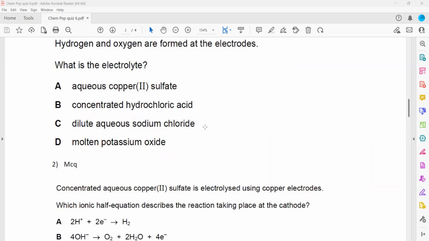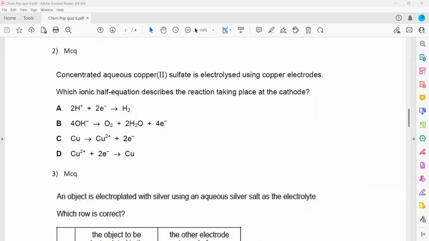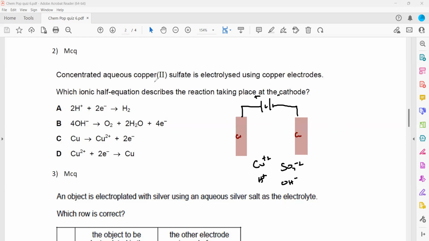In question 2, concentrated copper sulfate is electrolyzed using a copper electrode. So this means the anode and cathode are made of copper, connected to a battery, positive and negative, and aqueous copper 2 sulfate is there, concentrated. So copper ion, sulfate ion, hydrogen ion, and hydroxide. First, the less reactive will move. We have to write an ionic equation describing the reaction that takes place at the cathode. So this one is the cathode, this one is the anode.